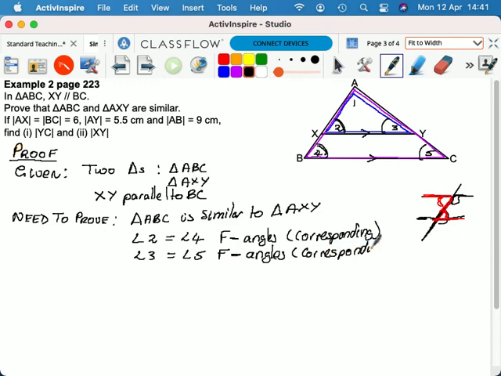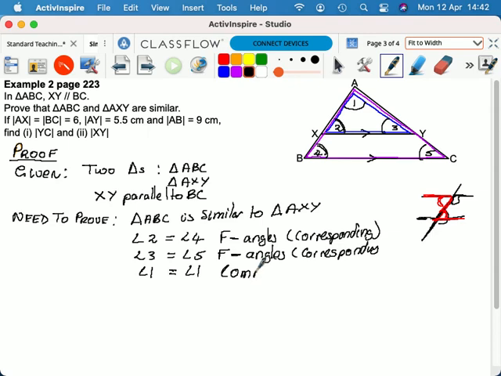Now, the ABC and the AXY, what do we know about angle 1? Yes, it's in both triangles. So angle 1 is equal to angle 1. There are 3 reasons for this. You could argue it's the third angle in the triangle, but the most common way of arguing it is it's common to both pictures. It's a common angle.